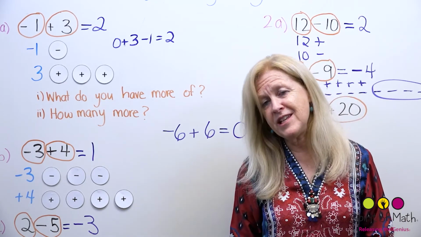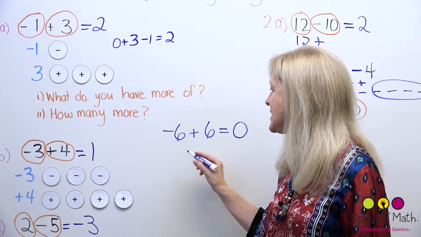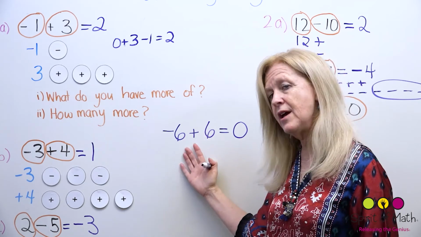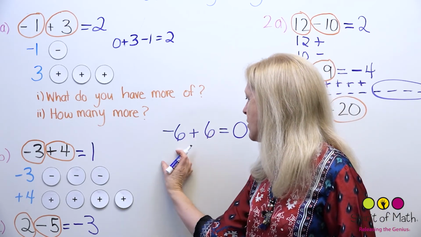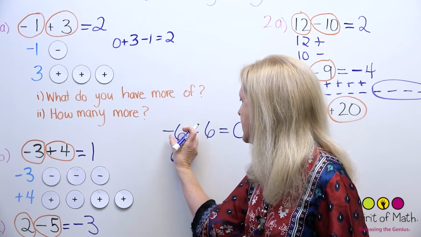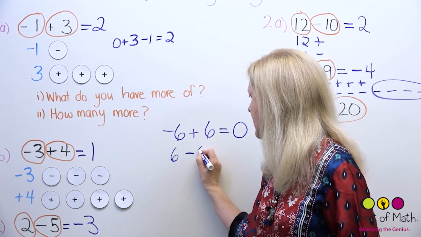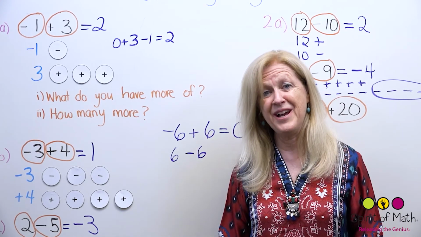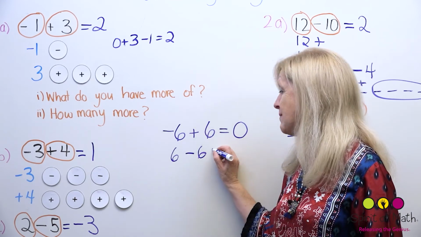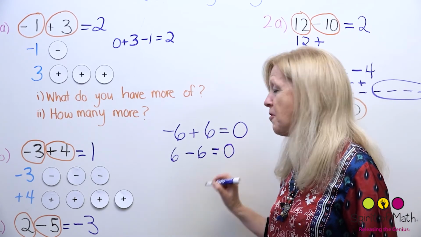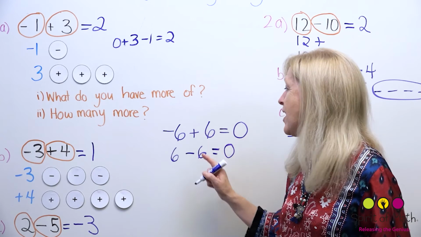Now think of it this way. This is like saying, we can put this the other way around. We can move this number over here and move this number with its sign over here. And it's the same as saying 6 minus 6. And what's 6 minus 6? It's 0.